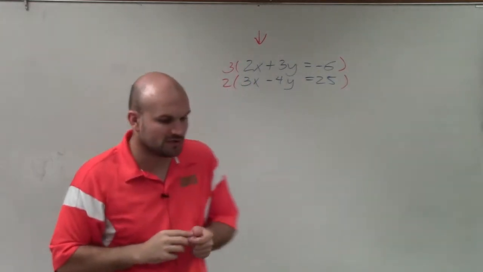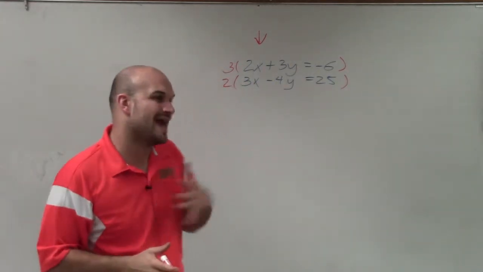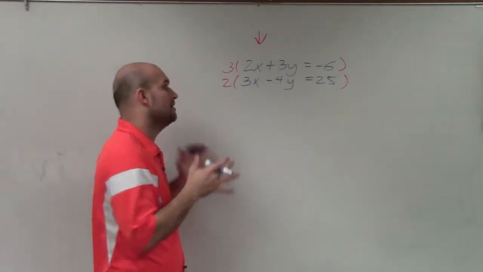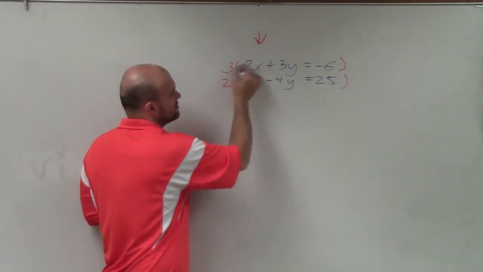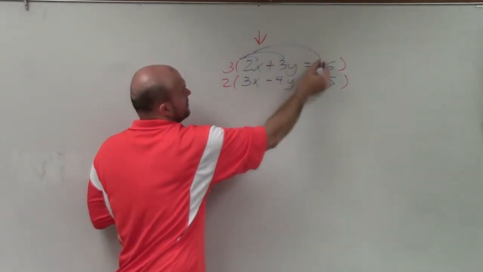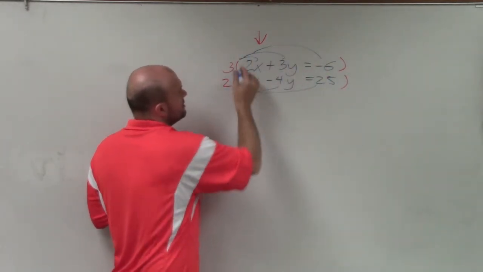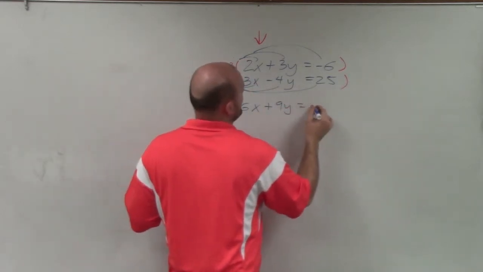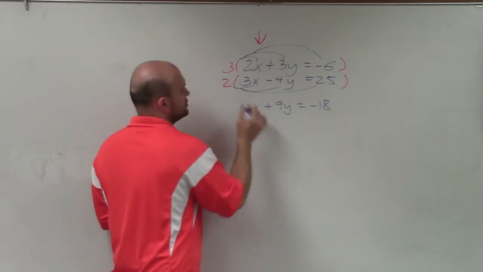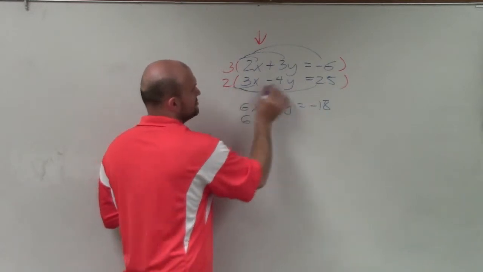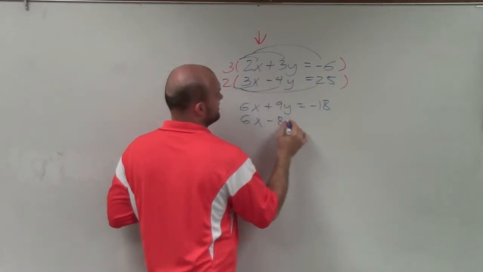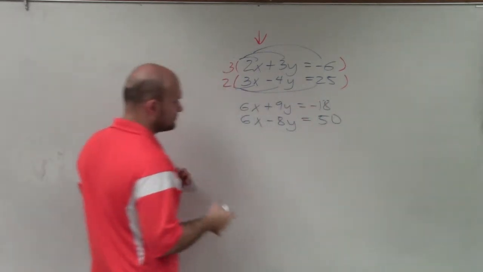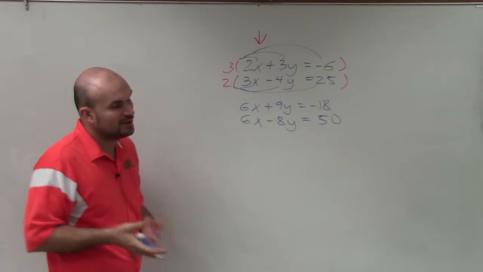And remember, when you're multiplying your equation by multipliers, you have to multiply every single term by that multiplier. So therefore, 3 times 2x, distributive property, is 6x plus 9y equals negative 18. 2 times 3x is 6x. 2 times negative 4 is negative 8y. 2 times 25 equals 50. OK, so now I have my two equations with the same variable.